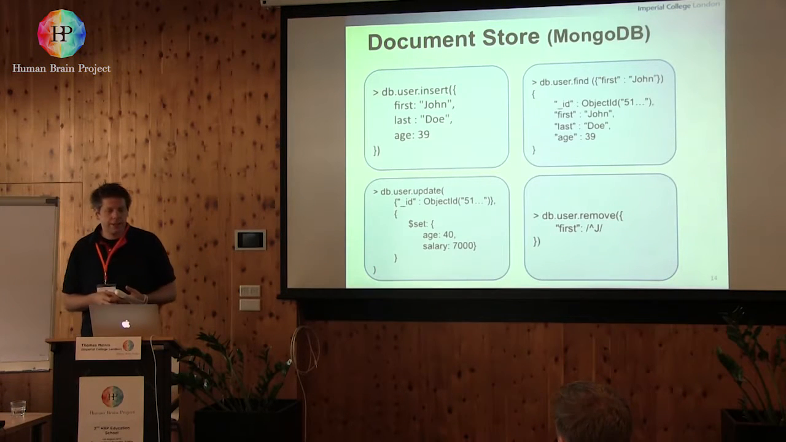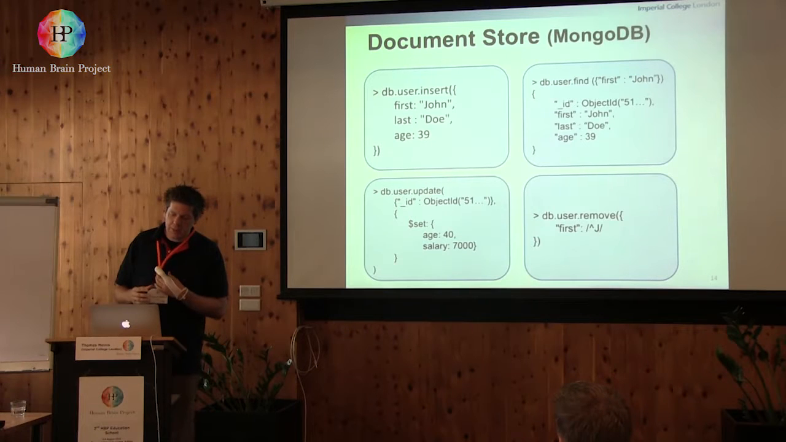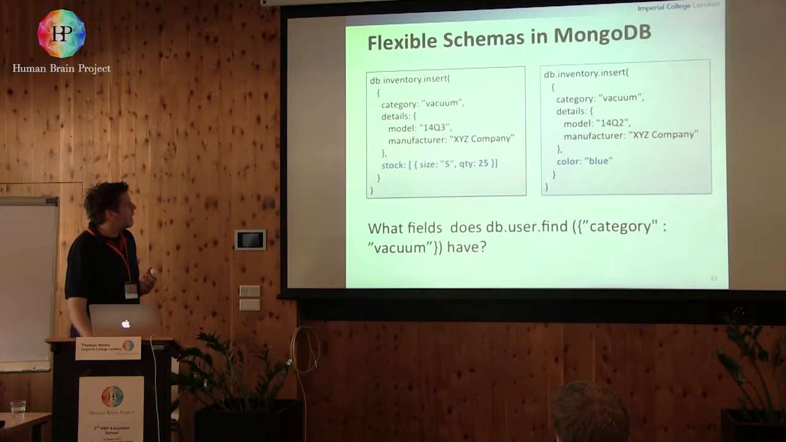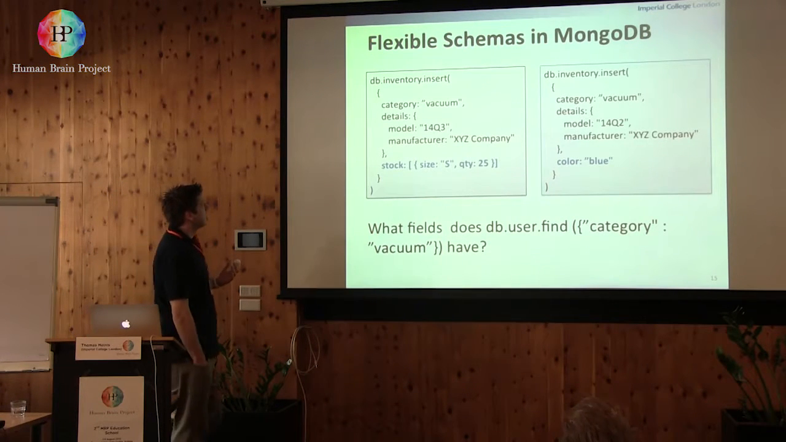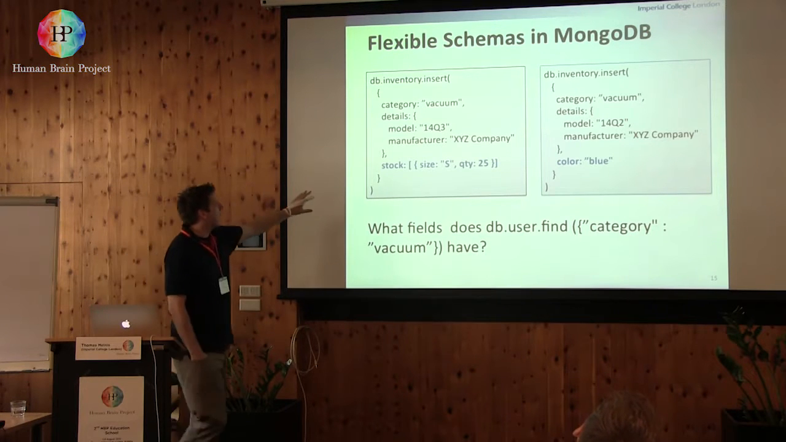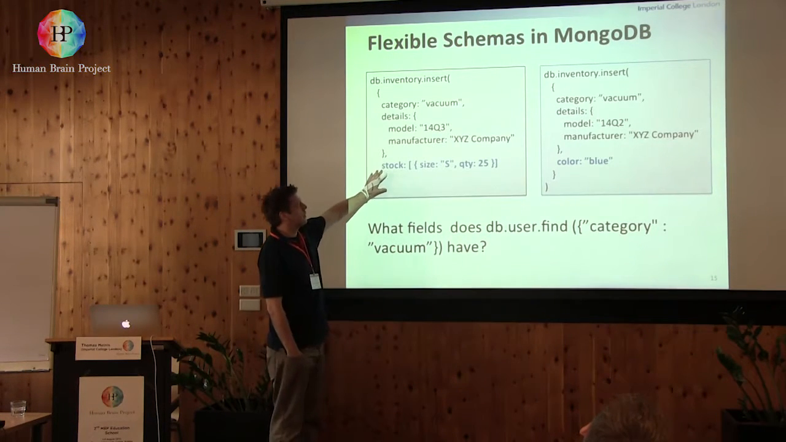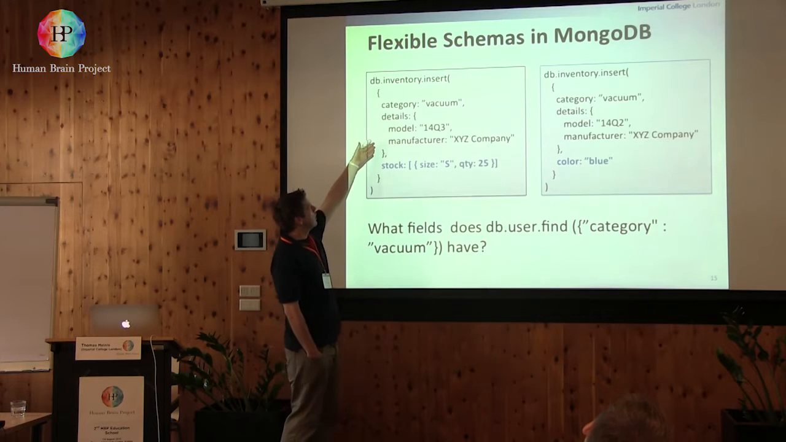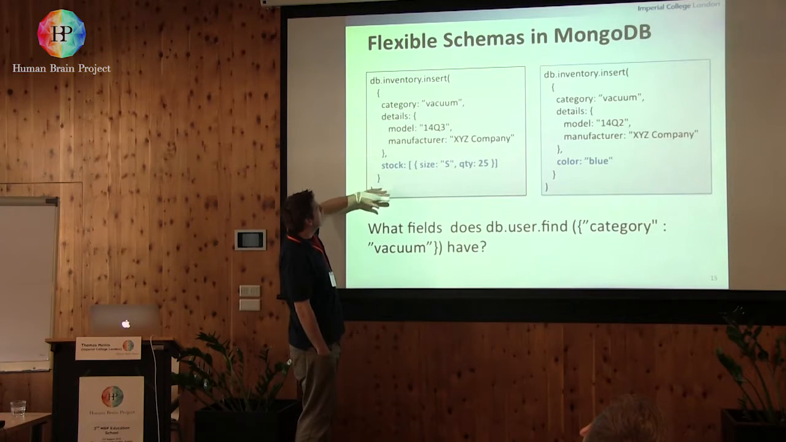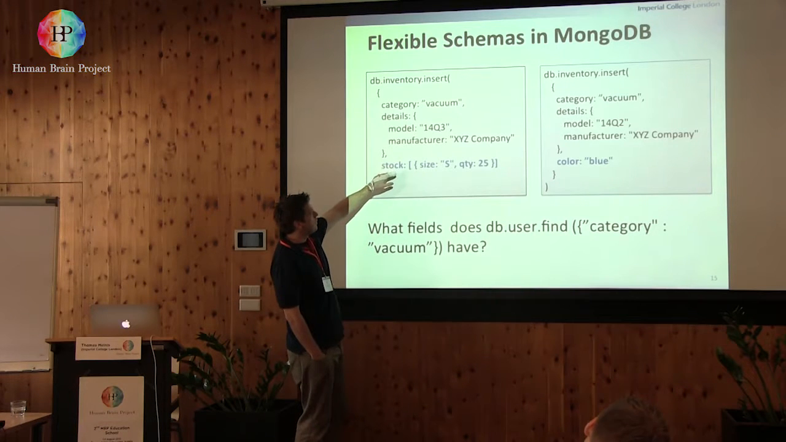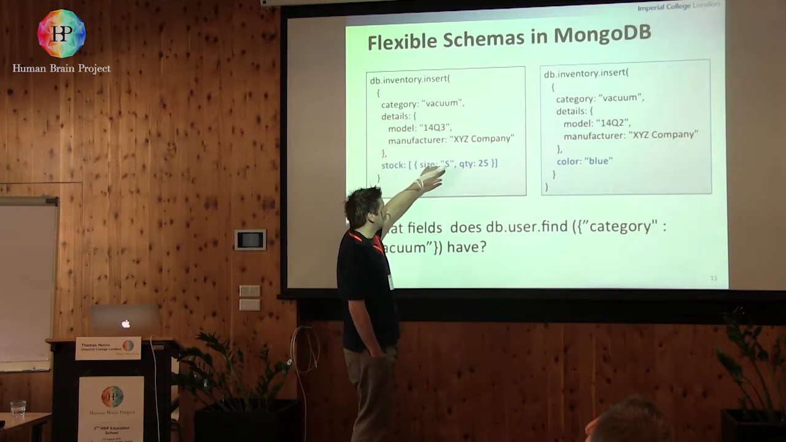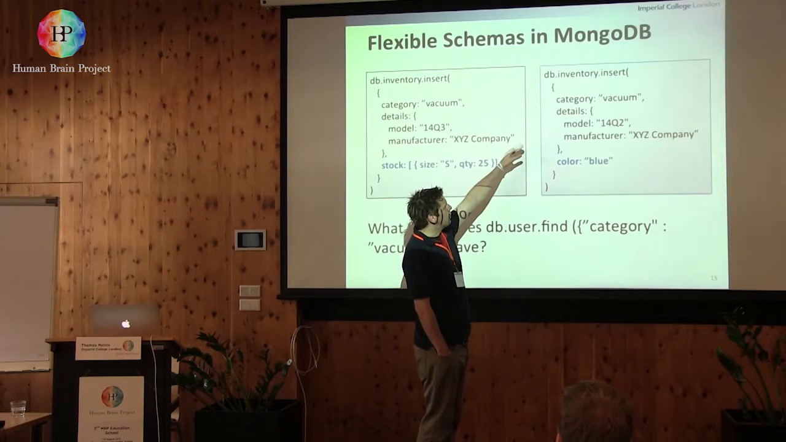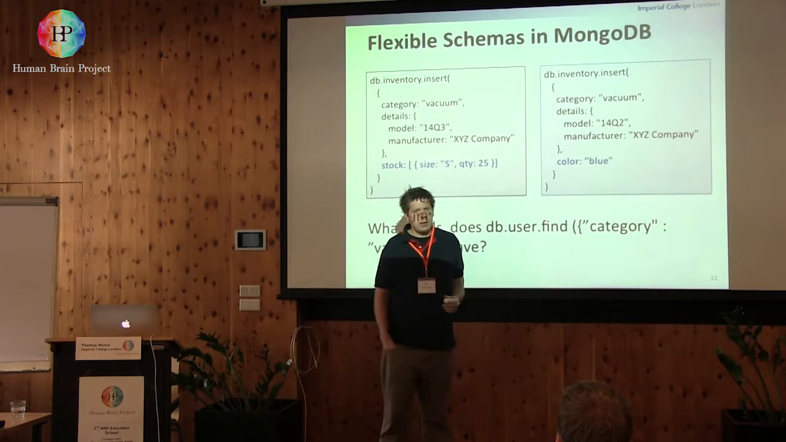But this schema change, as much as the advocates of MongoDB praise it, also has its challenges. I'm going to make an example here. In these two examples, we insert two different objects, two different snippets, in the database. One is a vacuum cleaner into the inventory database. We say the model is 14Q3, the manufacturer is X17, and we insert this information, stock quantities 25 and so on. So basic information about it. Then we insert another vacuum cleaner, model 14Q2. For this, we insert an attribute color.